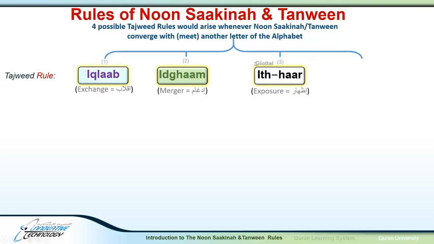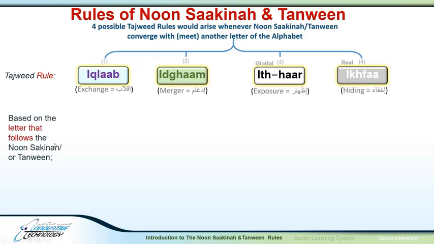There is a word here called glottal because later on we realize that Izhar itself has two types. And one of them is the glottal Izhar. And we have the Ikhfa, the real Ikhfa. Ikhfa means hiding, where we hide the Nun Sakinah or Tanween. And those four Tajweed rules for Nun Sakinah and Tanween are based on the following letter, the letter that follows the Nun Sakinah or Tanween.